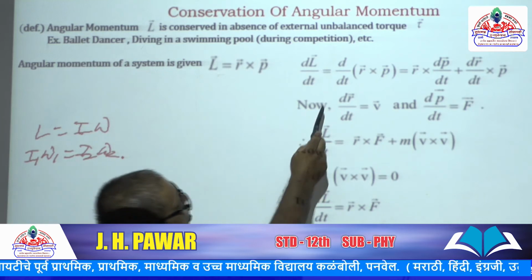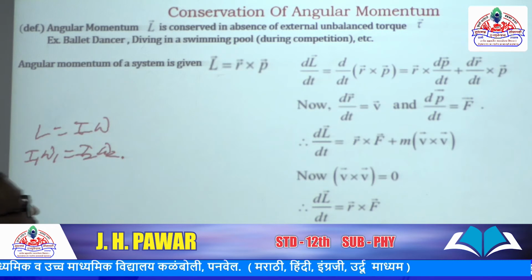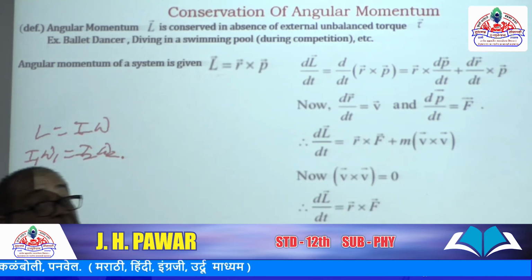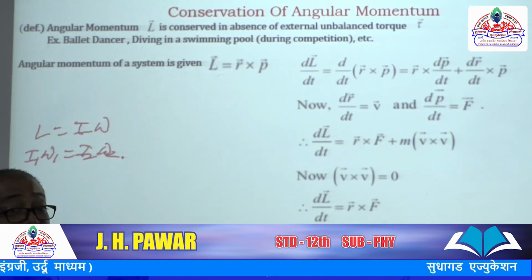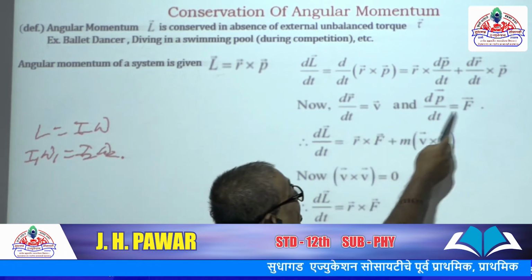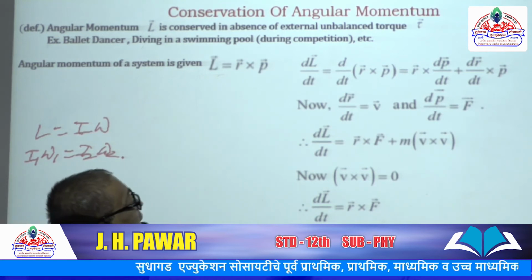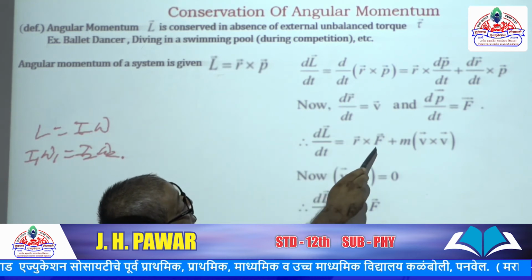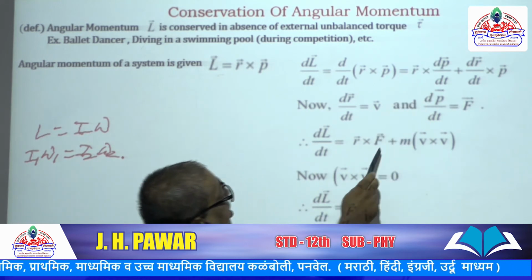Thereafter, we know that dR by dt, the rate of change of displacement, is nothing but the velocity. And dP by dt, the rate of change of momentum, according to Newton's second law of motion, is directly proportional to the impressed force. The constant of proportionality is 1, so you can take dP by dt equals F. Thereafter dL by dt can be taken as vector R cross F, because dP by dt is F.